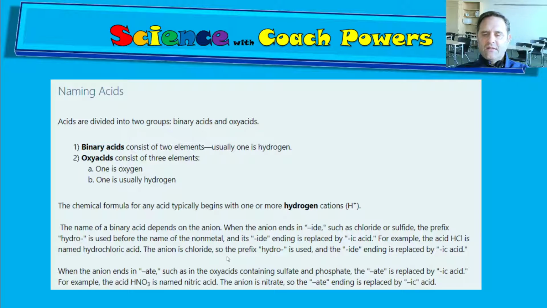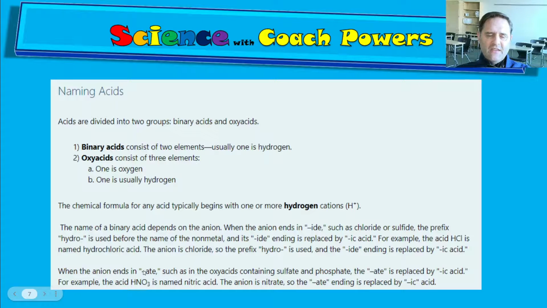For example, acid HCl is named hydrochloric acid. Hydro is the prefix. Whatever acid or element you have, hydrochloric acid. The anion is chloride. So Cl negative, that's the anion, the negative ion. So the prefix hydro is used, and the IDE ending is replaced by IC. That was your naming of ionic compounds.